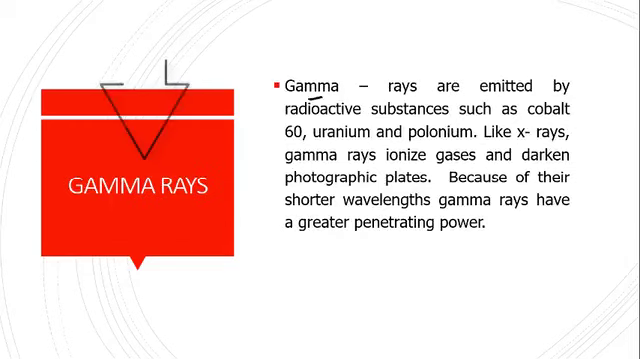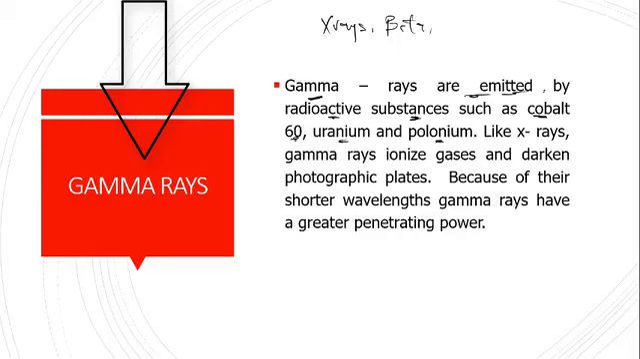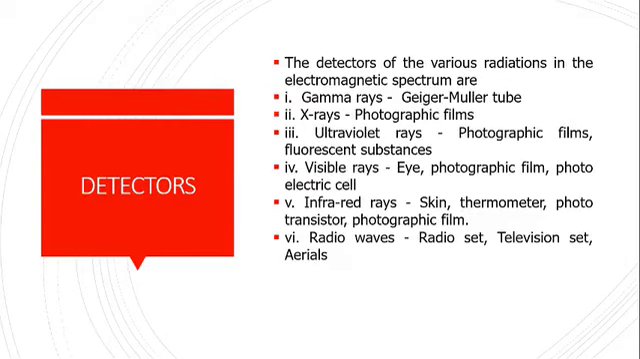Now, gamma rays are emitted by radioactive substances such as cobalt-60, uranium, and polonium. Out of X-rays, beta rays, alpha rays, and gamma rays, note that gamma is the one that has the shortest wavelength, and because of its short wavelength, it has high penetrating power. So like X-rays, gamma rays have the capacity to ionize gases and darken photographic plates.